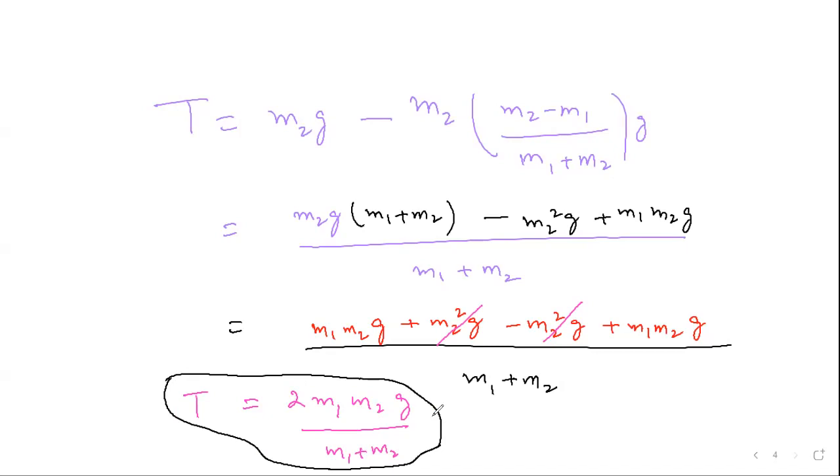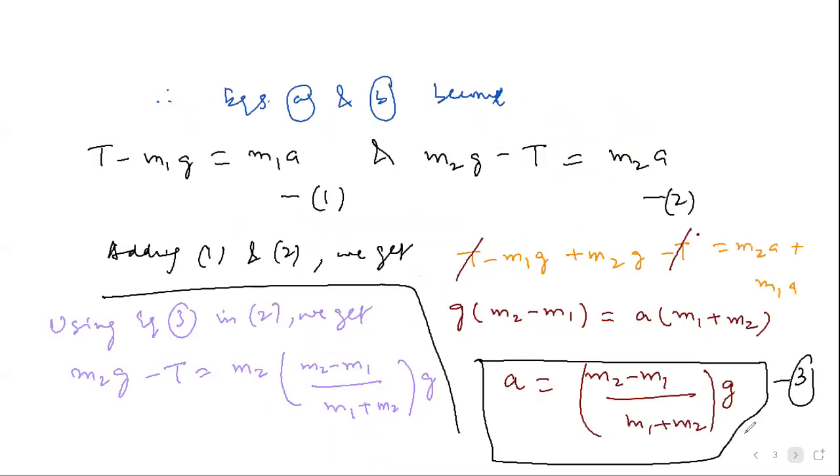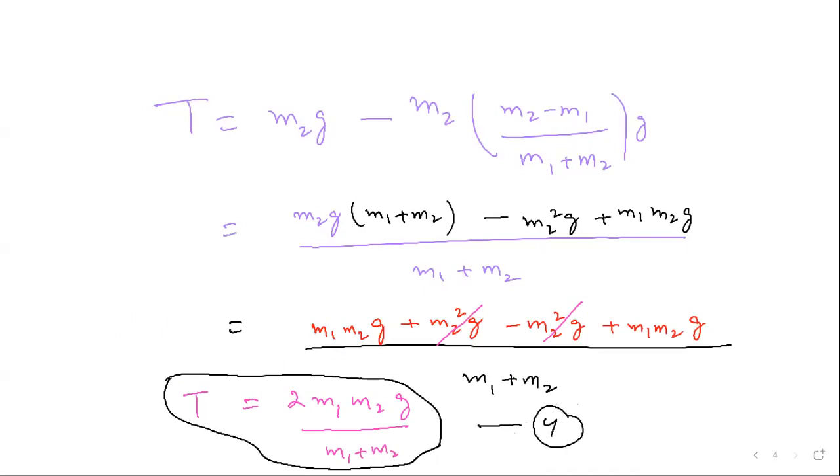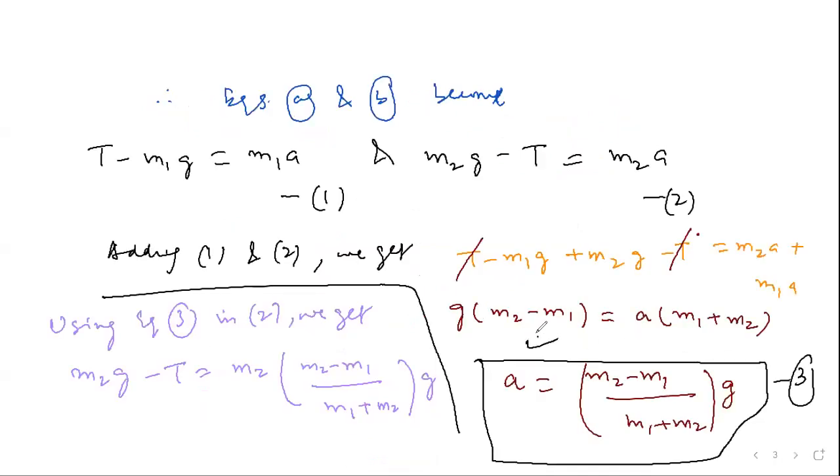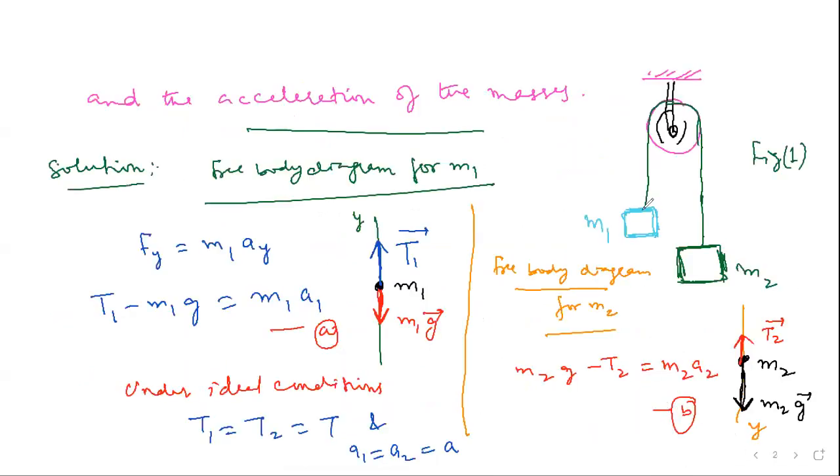So my tension in the string is twice M1 M2 G over M1 plus M2. Let me name this 4. So we have solved our problem. This is our tension in the string in case of Atwood's machine. This is the acceleration of the masses, but we're assuming an ideal situation: string inextensible, massless, fully frictionless, and pulley massless, right?